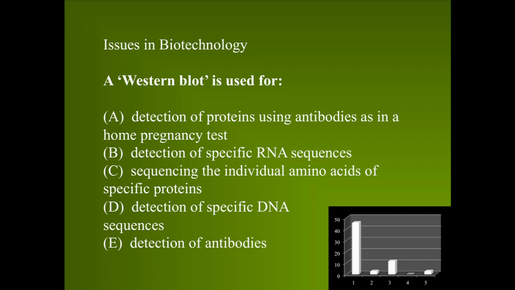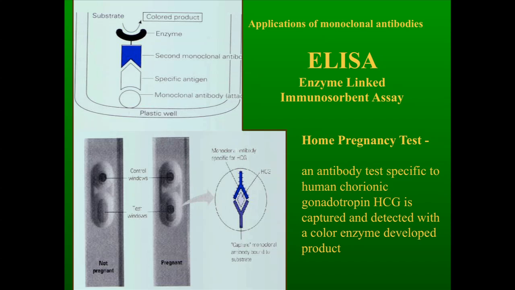So a Western blot then is used for detection of proteins. One way to do this is to take your monoclonal antibody. Let's say that monoclonal antibody was against human chorionic gonadotropin, HCG. And we attach that monoclonal antibody to a plastic substrate. Let's say that's a dipstick. Let's say it's the bottom of a well. And then the specific antigen that finds that might be the human chorionic gonadotropin.